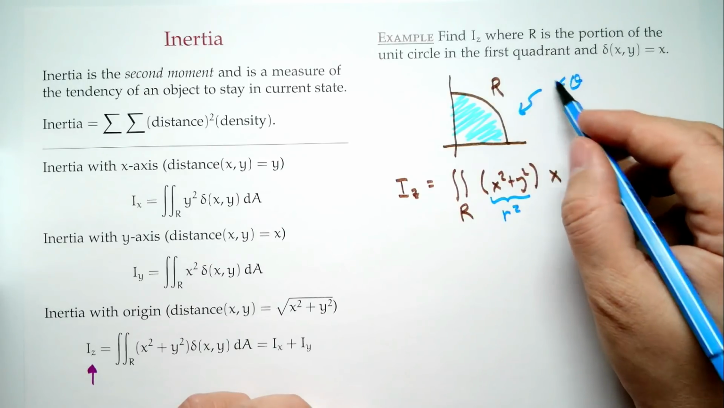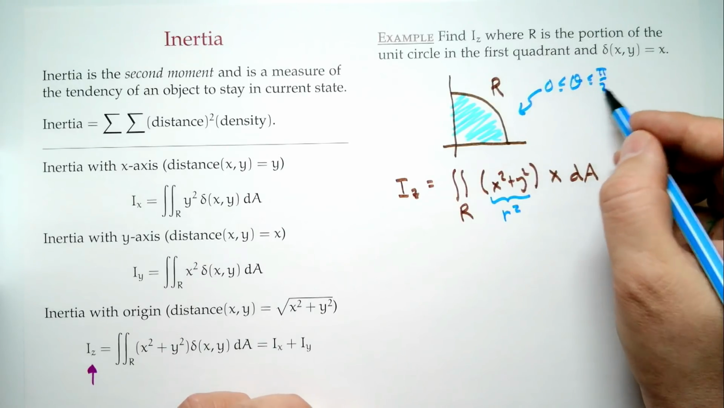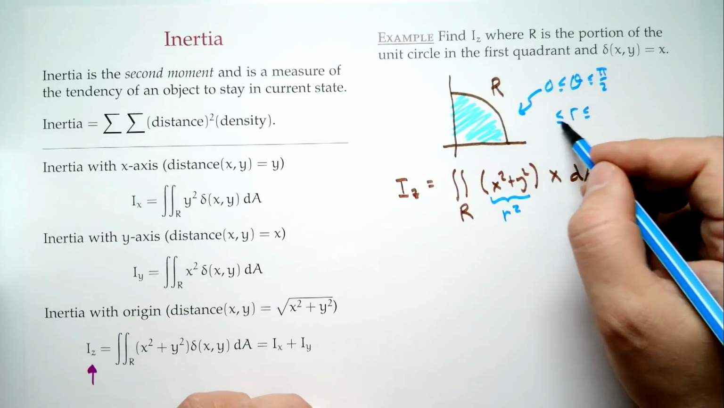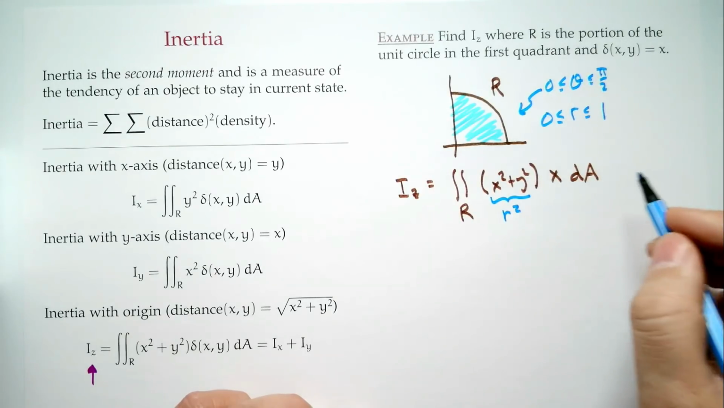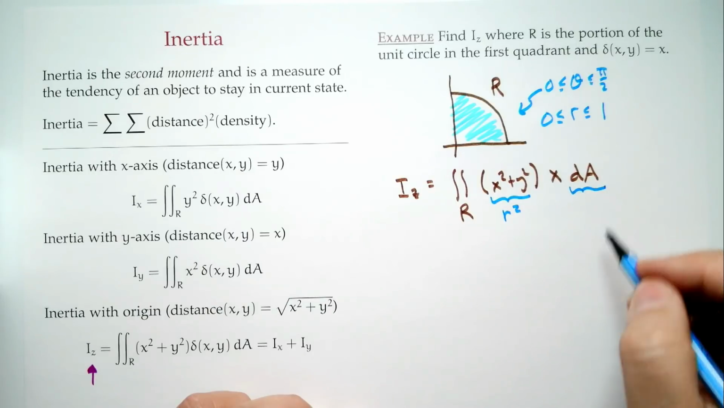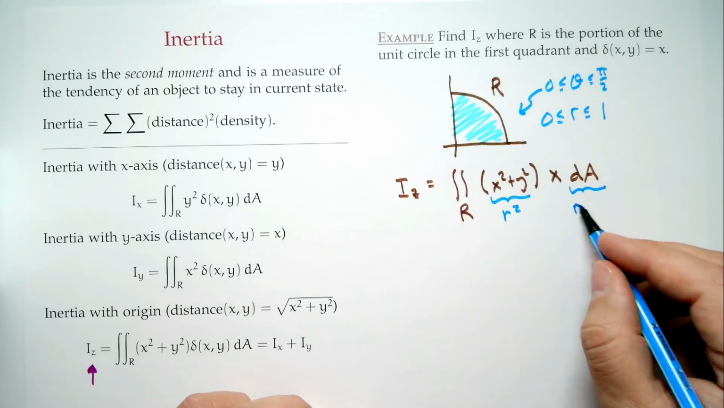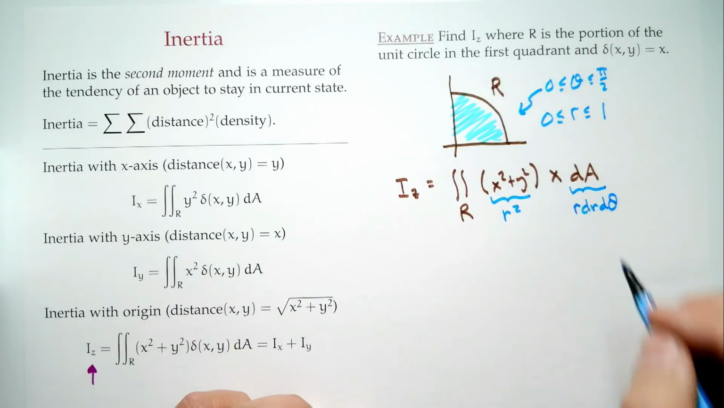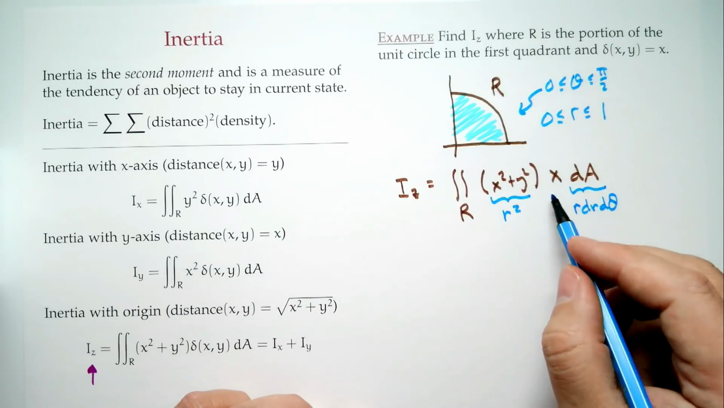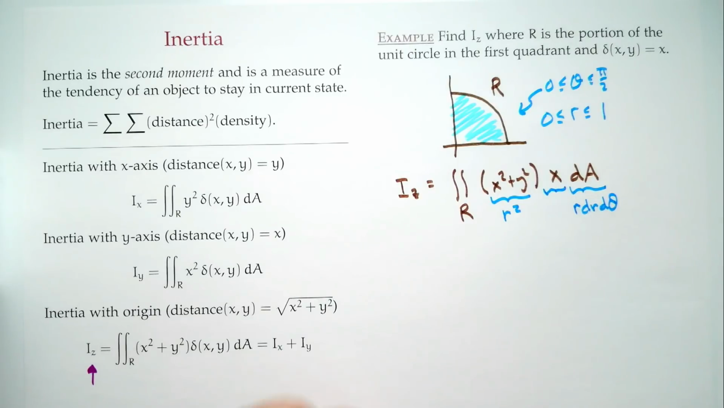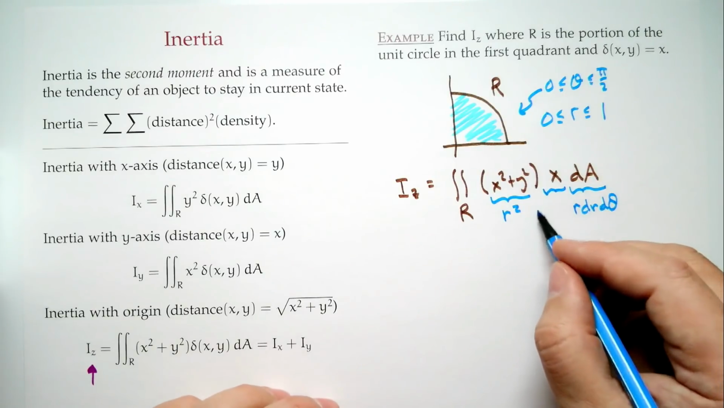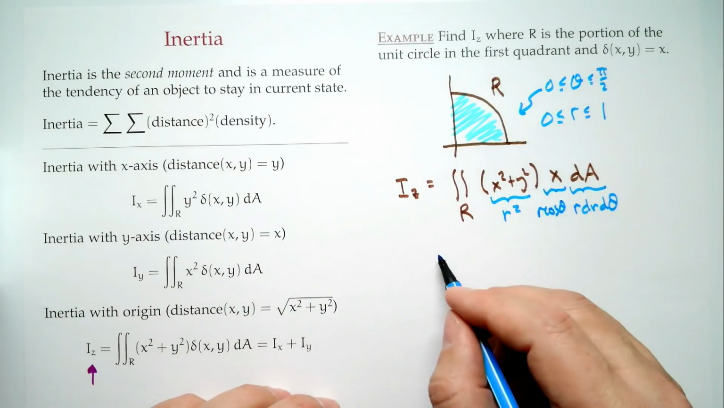Theta goes between 0 and pi over 2, and r goes between 0 and 1. So that's good. The dA, what will that become? r dr d theta. And there's one little piece left. What do you do with the x? r cosine theta. So now we have all the pieces together.